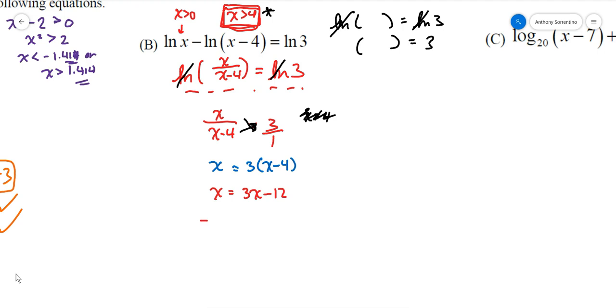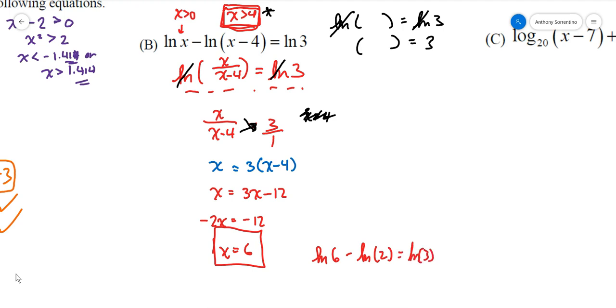Subtract 3x from both sides, I get a minus 2x over here, negative 12. Divide both sides by negative 2. I get that x equals 6. So this comes out to be a really nice answer. And if I just go in and now put that in, the natural log of 6 minus the natural log of 2 equals the natural log of 3.